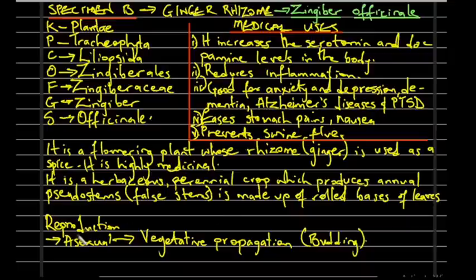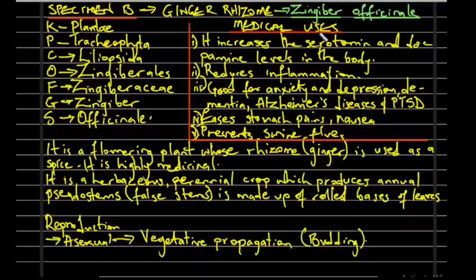Now, reproduction in this particular crop is asexual. It undergoes asexual reproduction, and the type of asexual reproduction it undergoes is called vegetative propagation. It is budding that is the particular type of vegetative propagation that the rhizomes undergo.